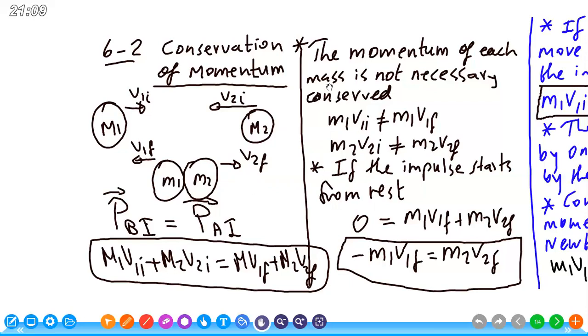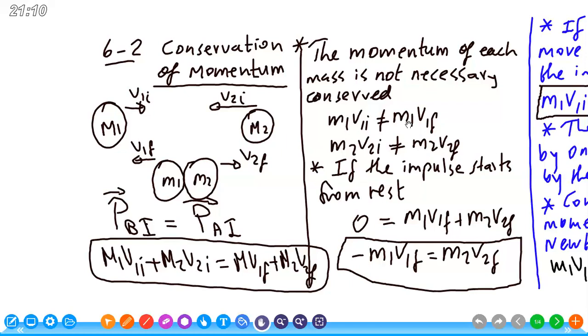But you have to know also that the momentum of each mass is not necessarily conserved. Meaning M1 V1 initial is not necessarily equal to M1 V1 final, and M2 V2 initial is not necessarily equal to M2 V2 final. Based on what did we take in conservation of energy? Remember, in conservation of energy, there were kinetic energy and potential energy, but the mechanical energy was conserved, which is the sum of kinetic and potential. So sometimes kinetic may increase, and potential has to decrease in order to get the sum to stay the same.